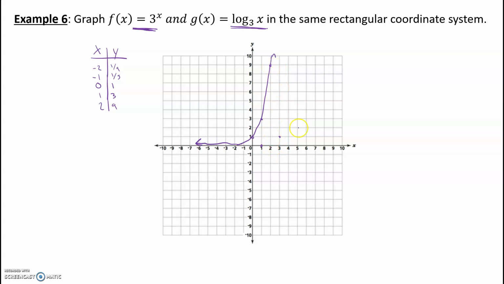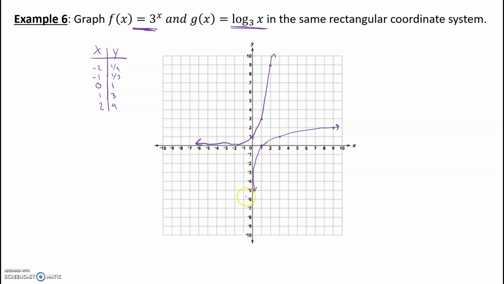This was 2, 9, now it's going to be 9, 2. Right? And then again, we're getting really, really close. So this one's going to keep going up exponentially. And this is going to get really, really close to 0, but never hit.